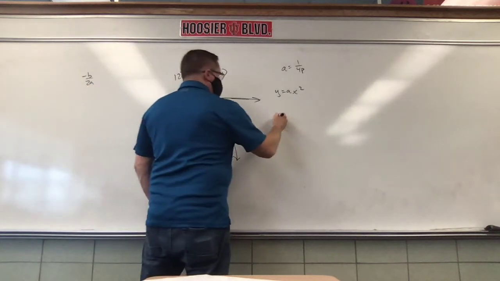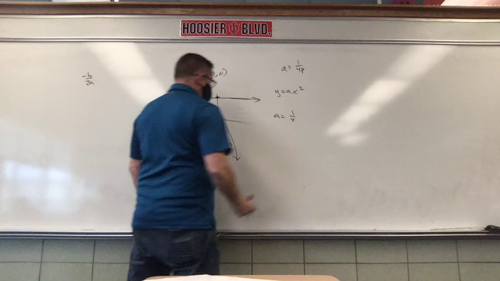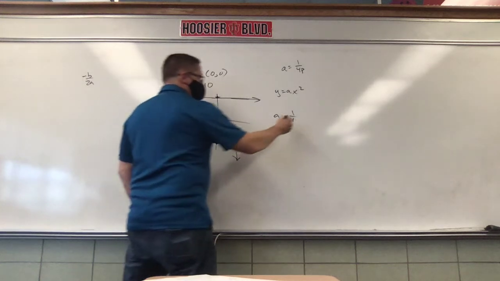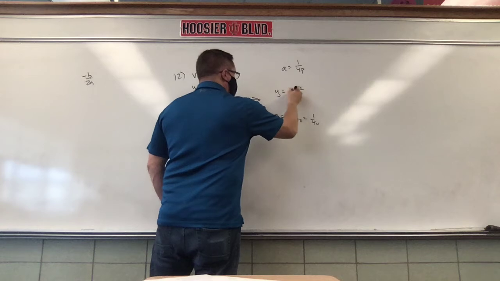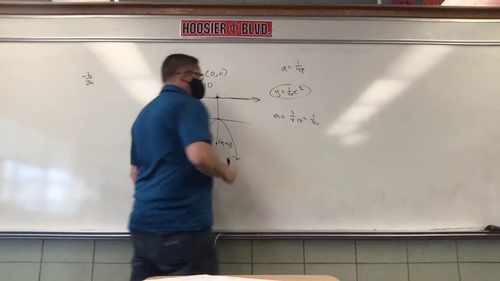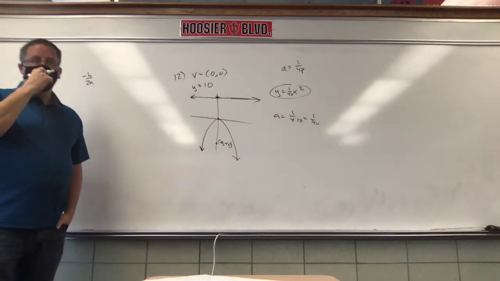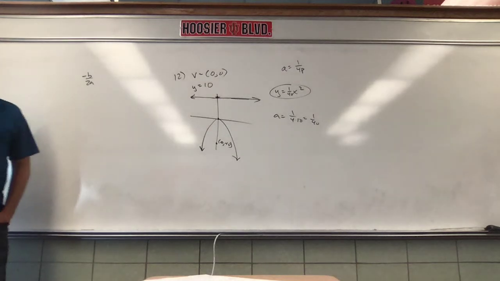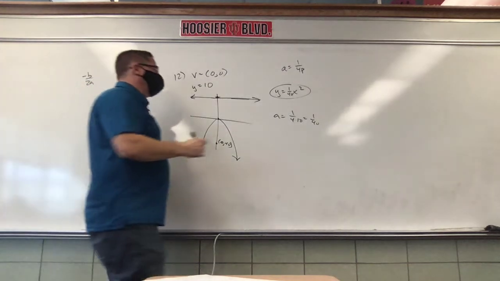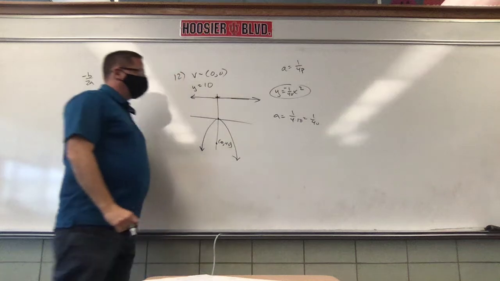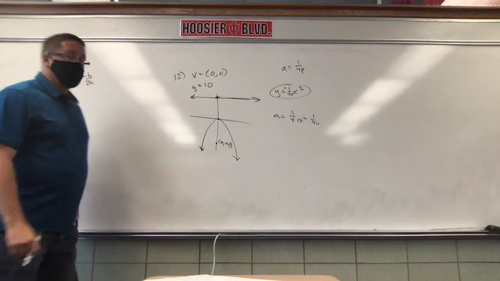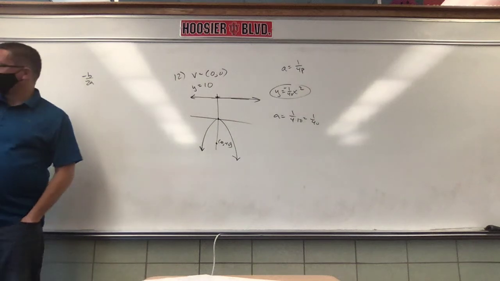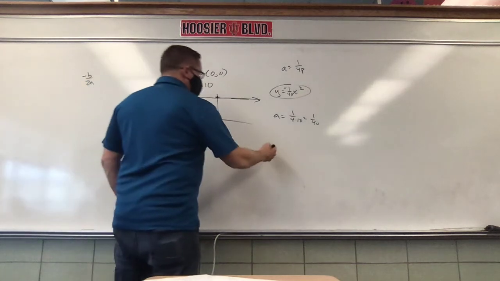So a equals 1 over 4 times, well, 10. So 1 over 40. So y equals 1/40 x squared. Which is wrong, by the way. What did I forget? Negative. Make it negative, because it's opening down. Okay? Any question on that one? Wait, why do you have to make it negative? Because it's opening down. Oh, yeah. We knew it was negative something, we just didn't know what.